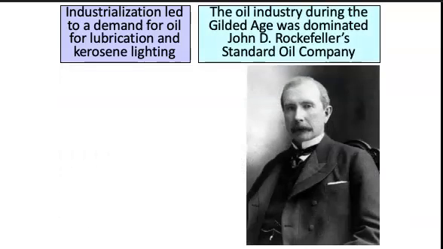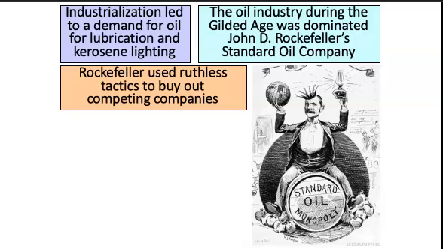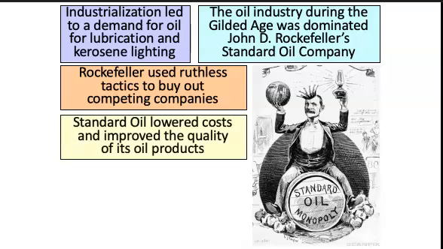Now, likewise, the oil industry is also dominated by a single individual. And this individual is a man named John Rockefeller. And he owns a company called the Standard Oil Company. Now, he is incredibly ruthless. He buys out competing companies, but he is also able to perfect the way that he makes it, as well as the way that he transports it, so he's able to lower the cost of Standard Oil. And he also improves the quality of its product. He calls it Standard Oil because it sets the standard. It's supposed to be the best that's out there, and oftentimes it was the cheapest.